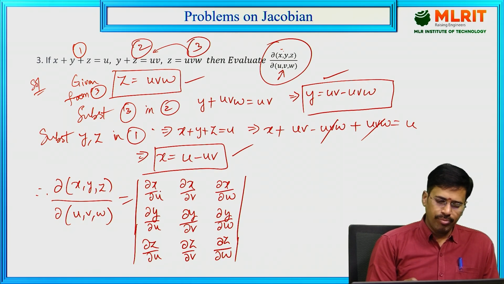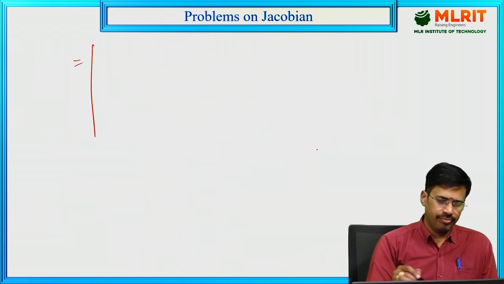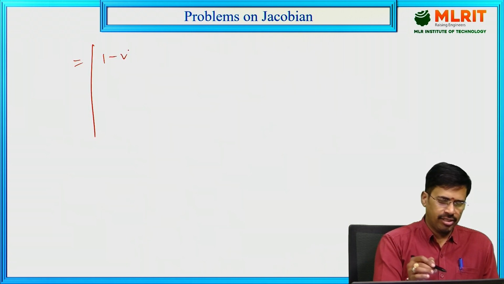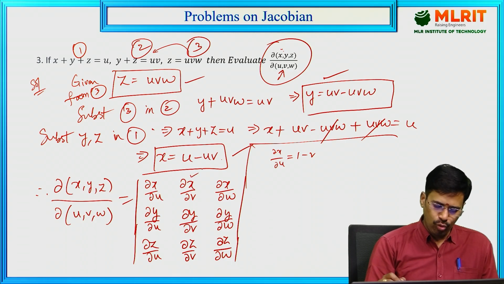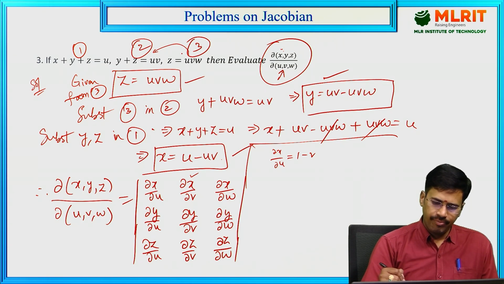what is ∂x/∂u? You differentiate x with respect to u. So ∂x/∂u is 1 minus v. Next, ∂x/∂v, differentiate x with respect to v, that is minus u. Next, ∂x/∂w, differentiate x with respect to w, there is no w here, so this value is 0.